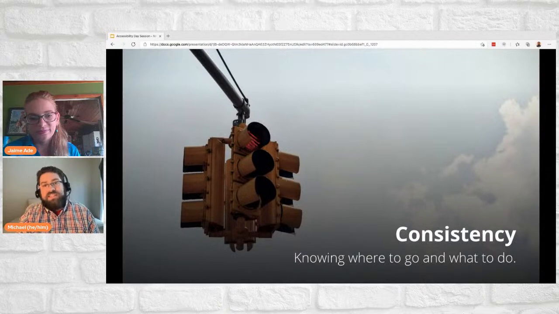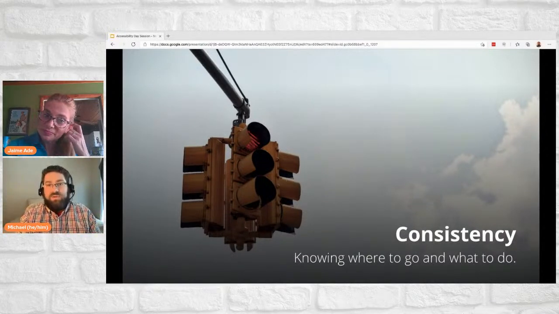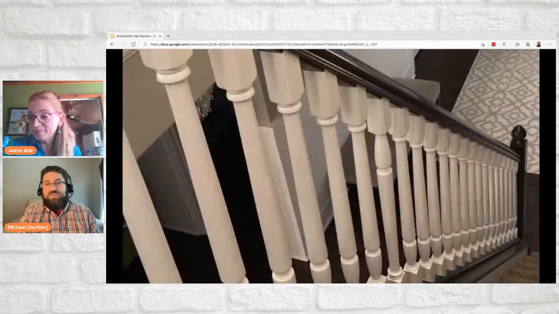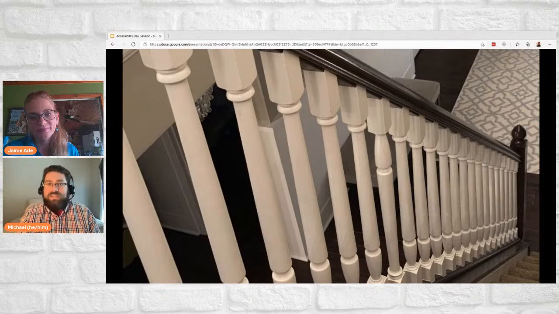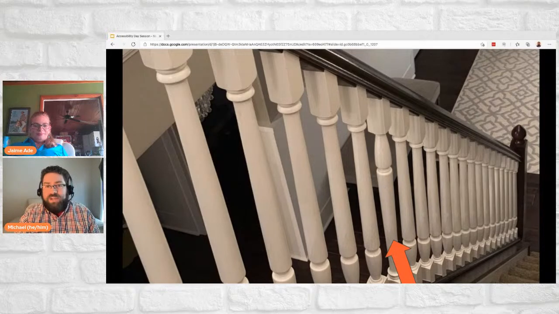And that brings us to the last characteristic, which is consistency. And that's about knowing where to go and what to do when you get there. Consistency is really important to us in general, isn't it? We hate when things are out of line or just out of place, even just a little bit. For some reason, it just sticks with us. So having consistency can be really helpful from a wide variety of perspectives.